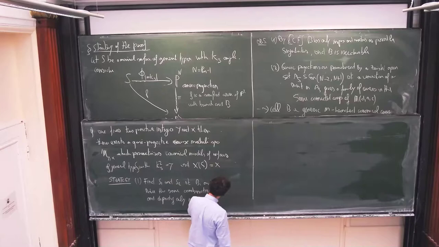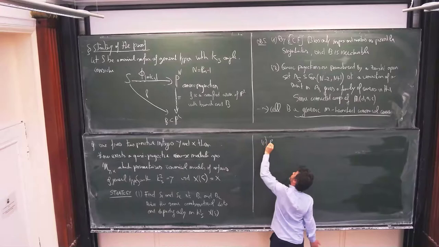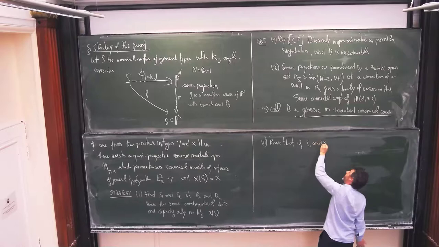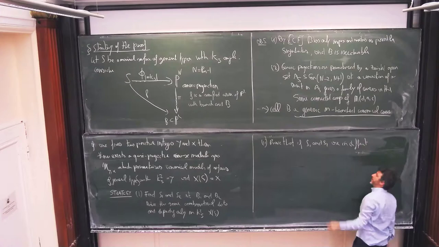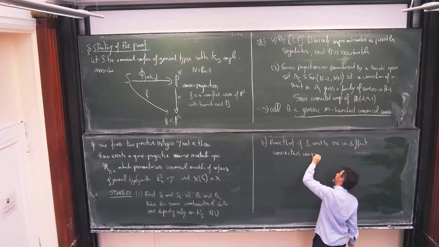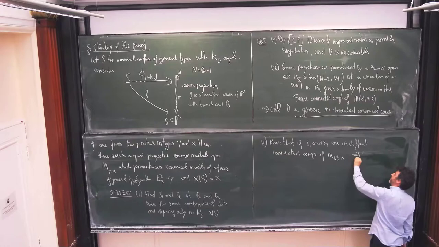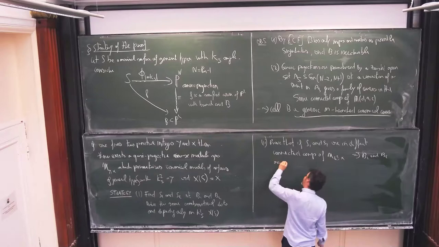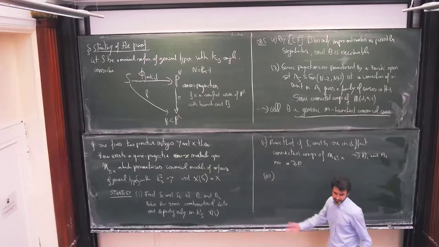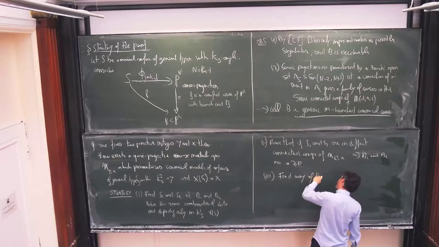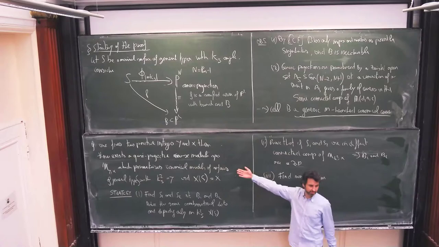Second, prove that if S1 and S2 are in different connected components of M_{K squared, chi}, then B1 and B2 are a Zariski pair. And third, find many examples. So this is the strategy. Okay? So instead of searching for curves, we search for many components of the moduli space of surfaces of general type. Can we do that?